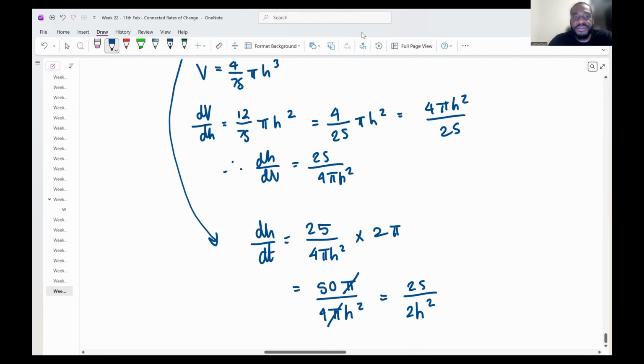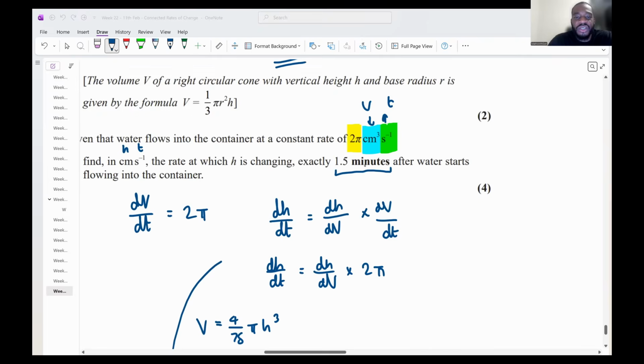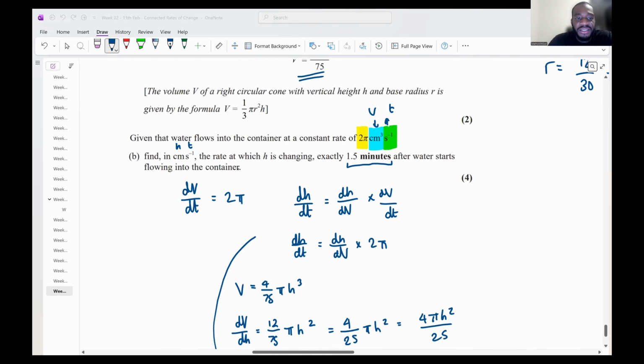Do you guys agree with that? Yeah? Brilliant. So that's dH by dt. Now, what does the question say? It says find, in centimeters cubed per second, the rate at which H is changing exactly 1.5 minutes after water starts flowing into the container. So that's actually a numerical value because they're talking about a specific moment in time, right?